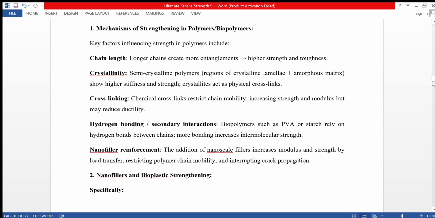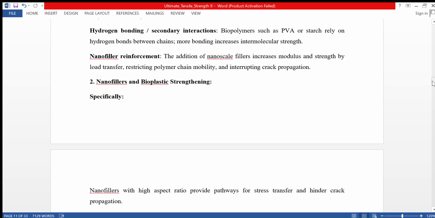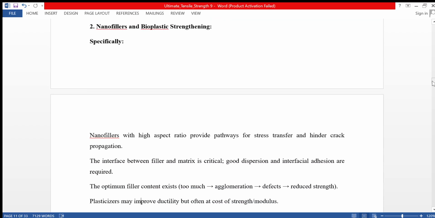Nanofiller reinforcement. The addition of nanoscale fillers increases modulus and strength by load transfer, restricting polymer chain mobility and interrupting crack propagation. Nanofillers and bioplastic strengthening: specifically, nanofillers with high aspect ratio provide pathways for stress transfer and hinder crack propagation. The interface between filler and matrix is critical. Good dispersion and interfacial adhesion are required. The optimum filler content exists.